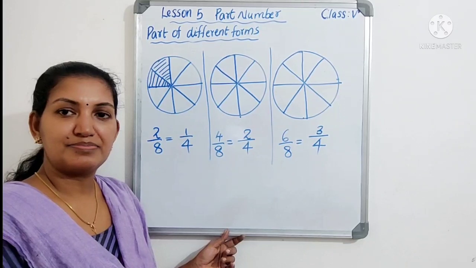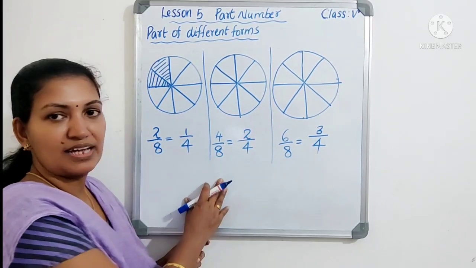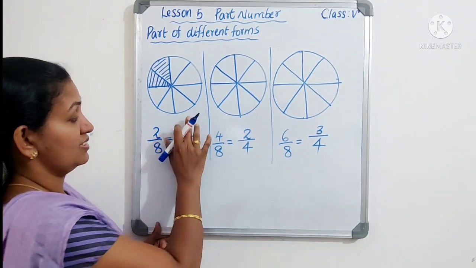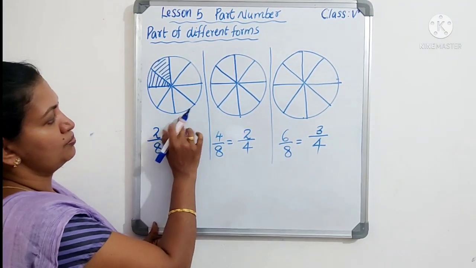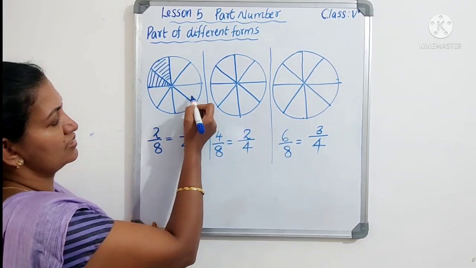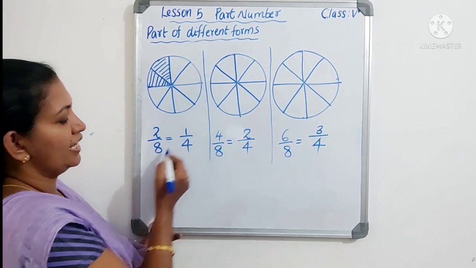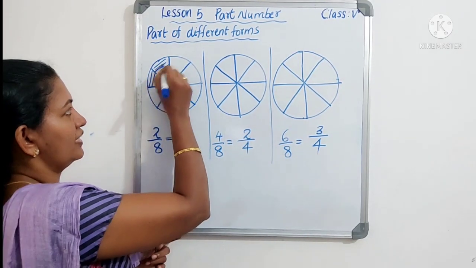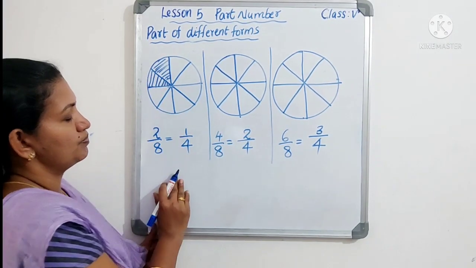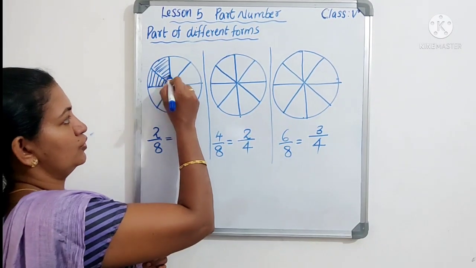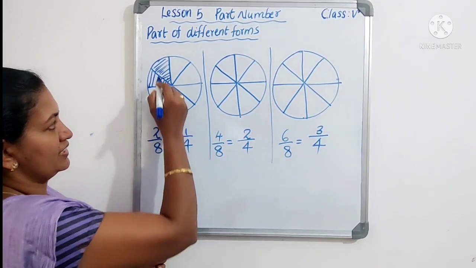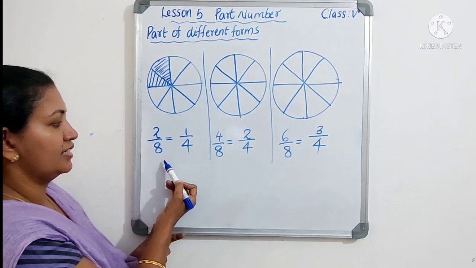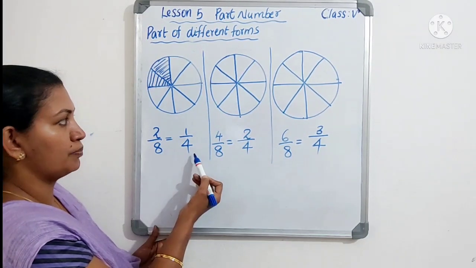Okay. Next, consider these circles and find the equivalent fractions. Okay. First question, first circle, that is this picture. Here we can see a circle is divided into total 8 equal parts. Then here I shade 2 columns. 2 part I shaded. Then what is the fraction? Total 8 equal parts, then 2 columns shaded. So fraction is 2 by 8. Then we can say 2 by 8 is equal to 1 by 4.